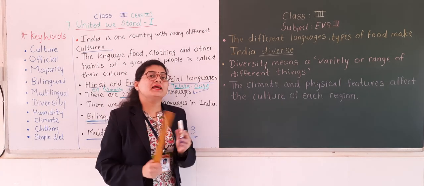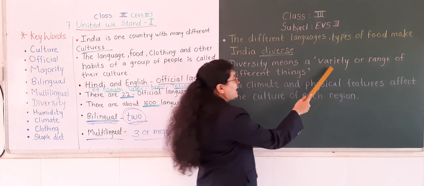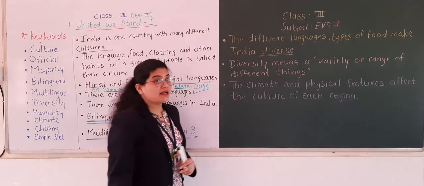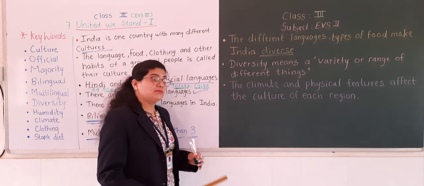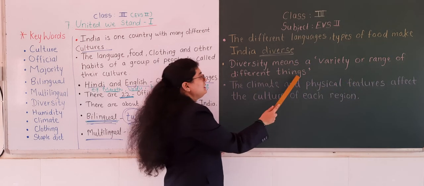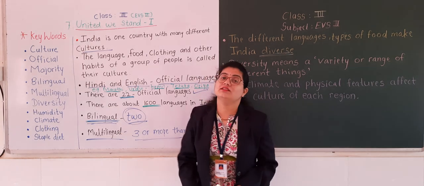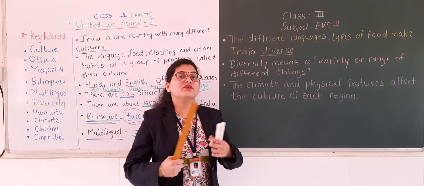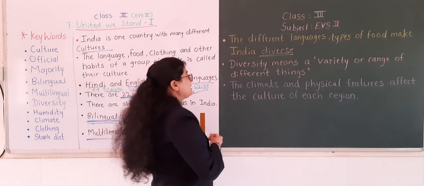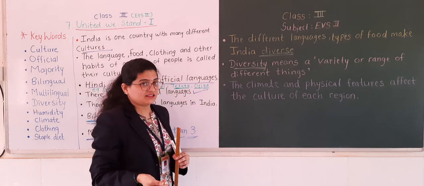We all are different in many aspects. So here diversity means a variety or range of different things. What is meant by diversity? Diversity means the variety or range of different things. As we have seen, we speak different languages, we eat different types of food, we wear different clothes. So here we can say that we have diversity in many things.